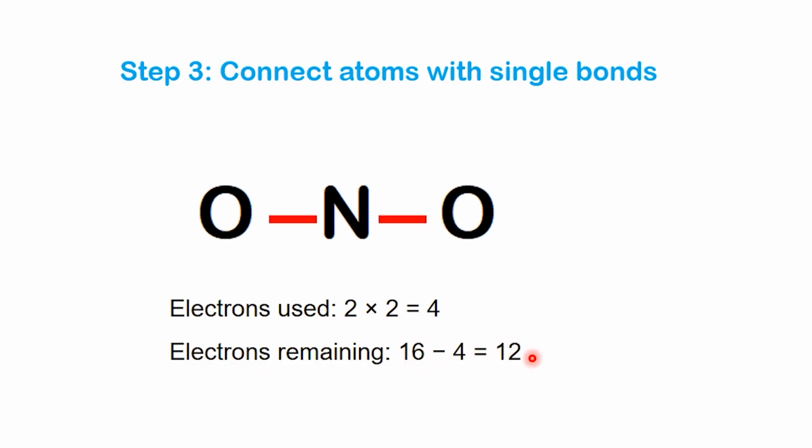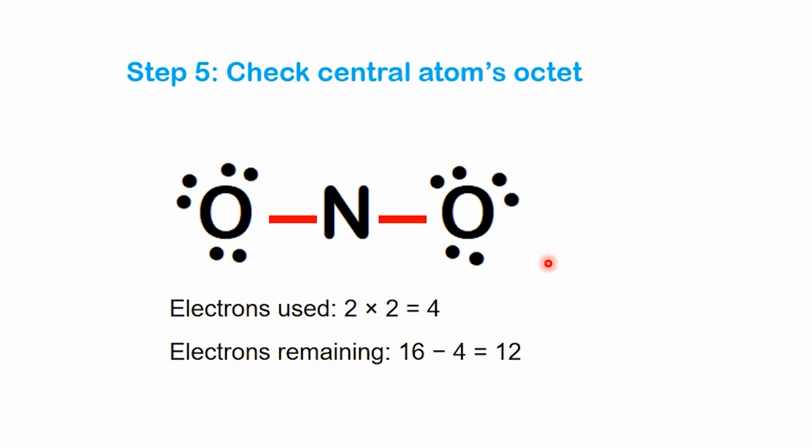We then move to complete the octets for the terminal oxygen atoms. Each oxygen needs 8 electrons to satisfy the octet rule. They each already have 2 from the single bond, so we distribute 6 more electrons around each one as lone pairs. Completing both oxygens in this way uses up all 12 remaining electrons. At this stage, both oxygens have complete octets, but nitrogen only has 4 electrons from the 2 single bonds, which is not enough to satisfy its octet.